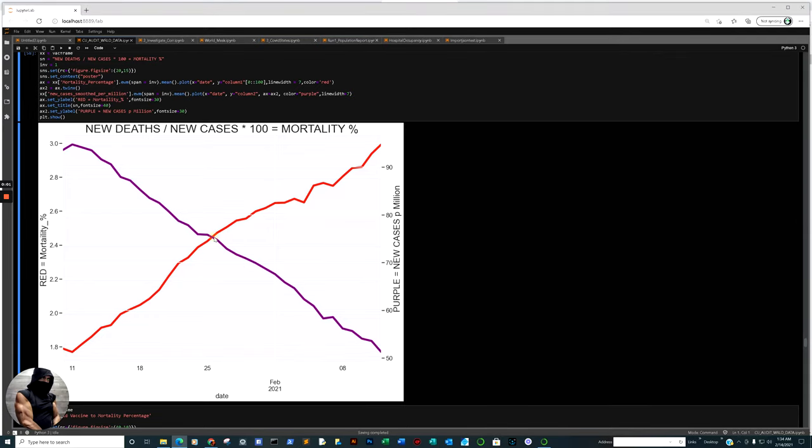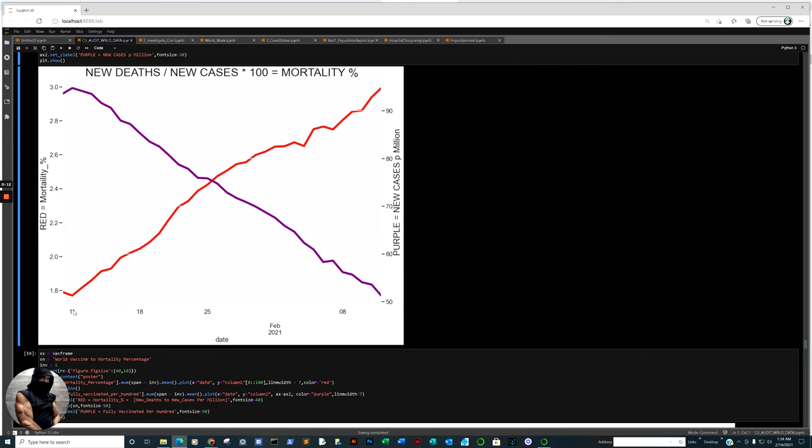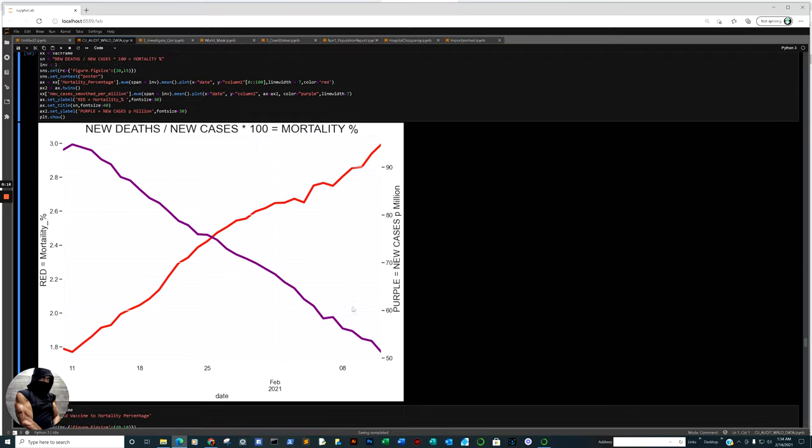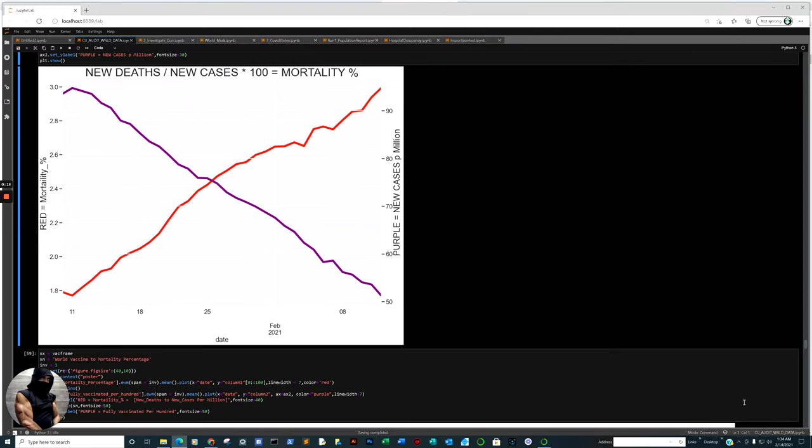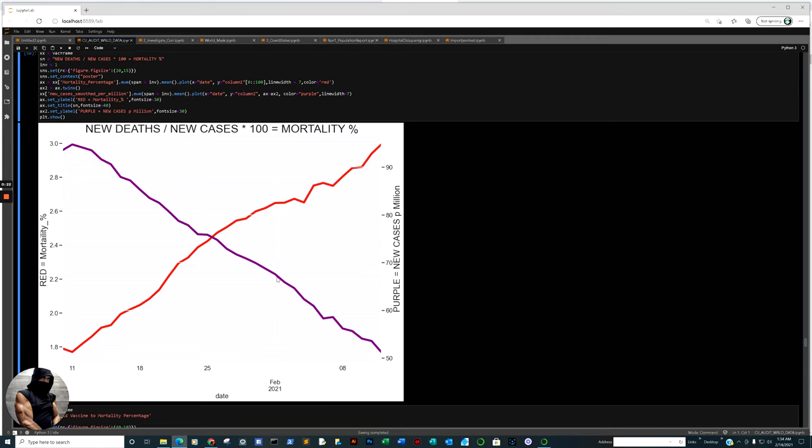So what the heck is going on here? This graph right here represents, the purple line is new cases per million. And the date range we're looking at is from about January 10th to about today, February 14th. And it is, by the way, February 14th at 1:34 a.m., our usual time for the data analytic hour.